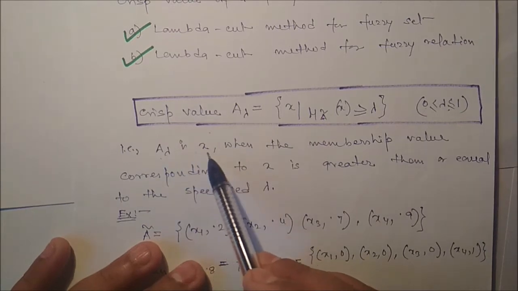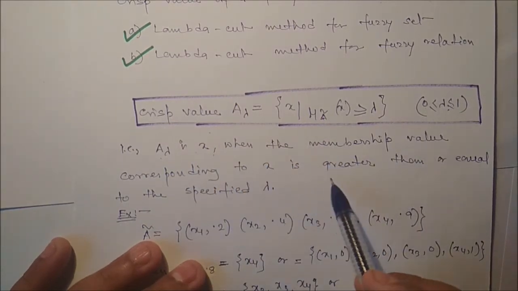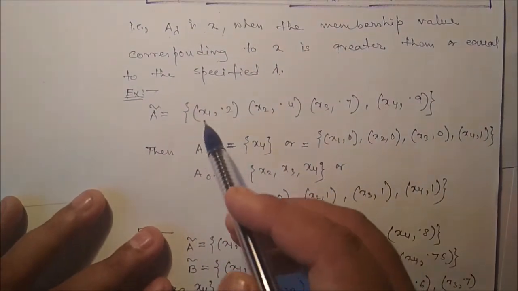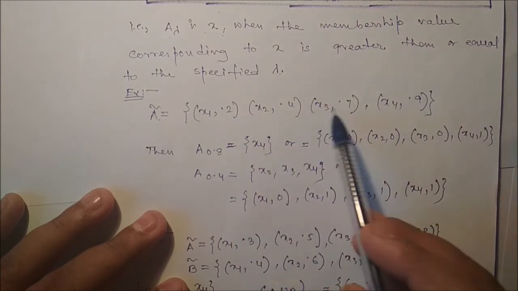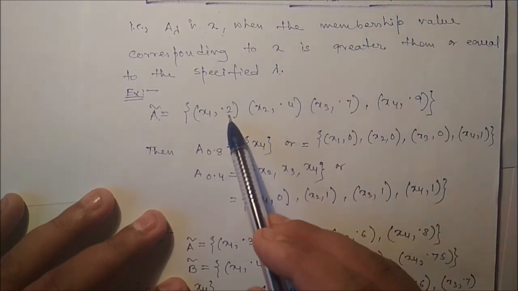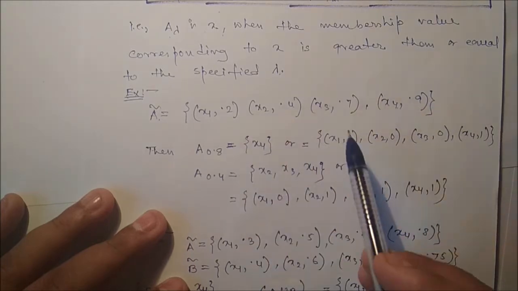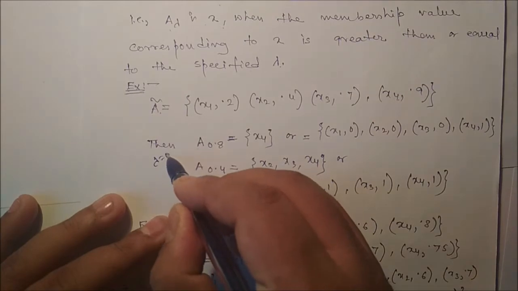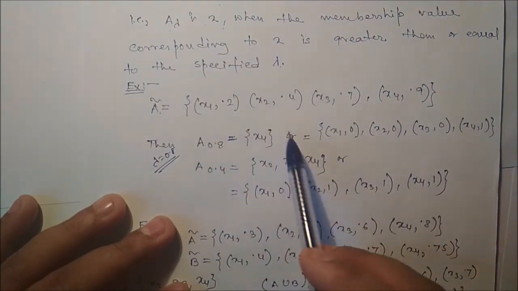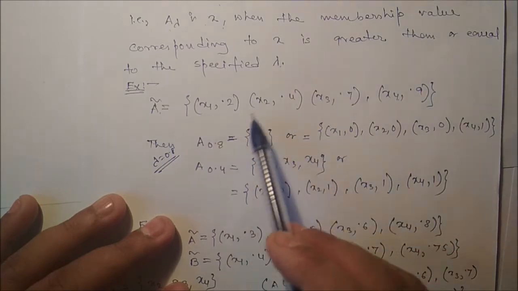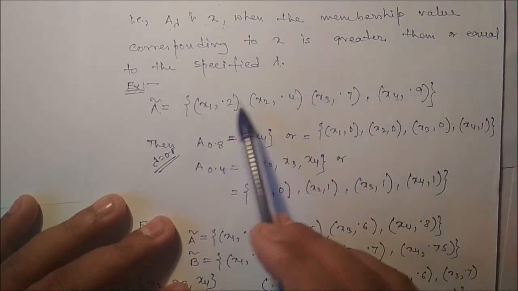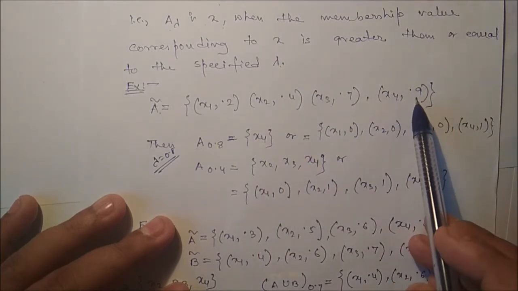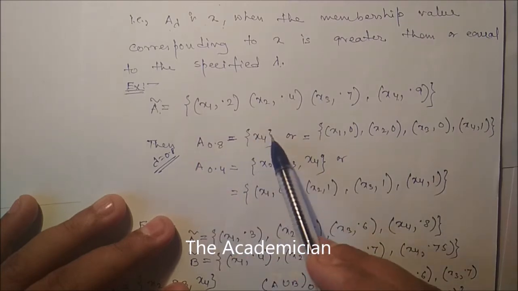So that is lambda: x is included when the membership value corresponding to x is greater than or equal to the specified lambda. Suppose A is a fuzzy set where x1, x2, x3, x4 are the generic elements, and 0.2, 0.4, 0.7, 0.9 are the respective membership values. So if it is A 0.8, that means lambda is equal to 0.8. We have to identify the elements where the membership value is more than 0.8. Here x4 has membership value 0.9, which is more than 0.8. So x4 is the answer.